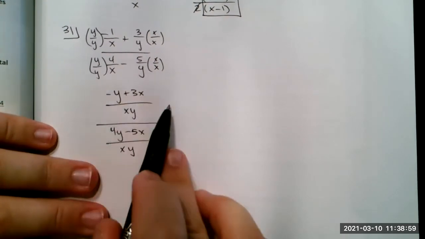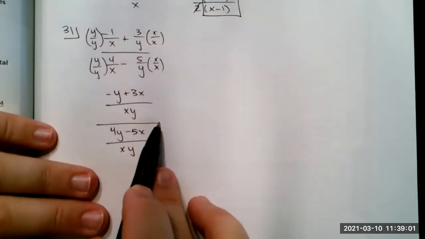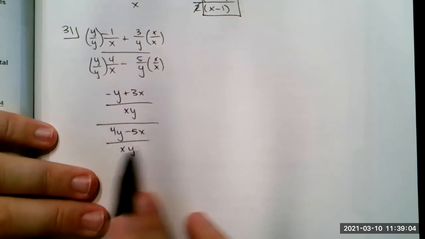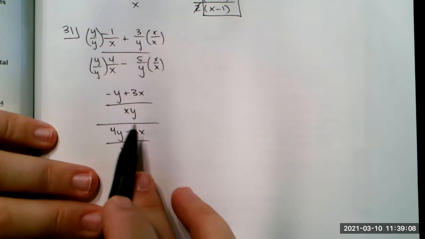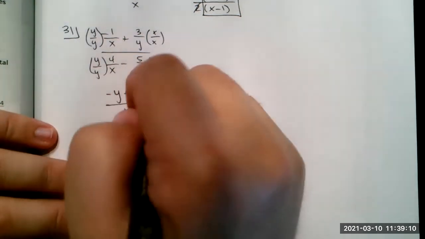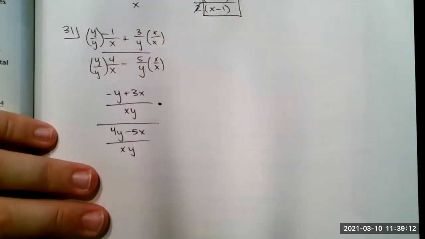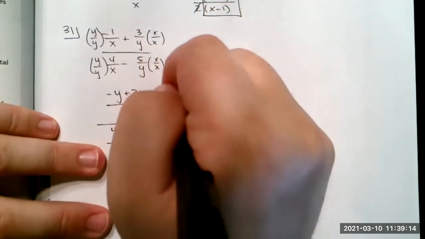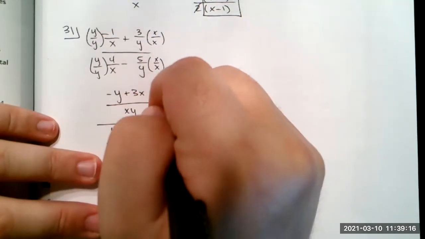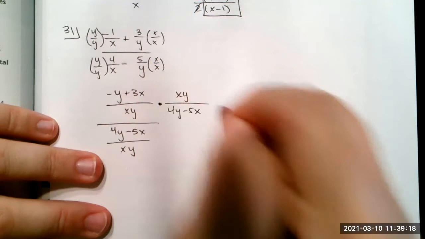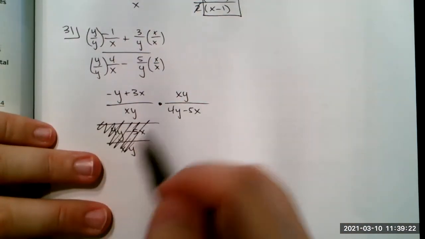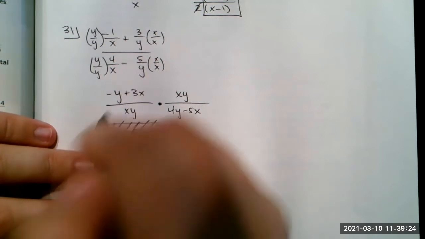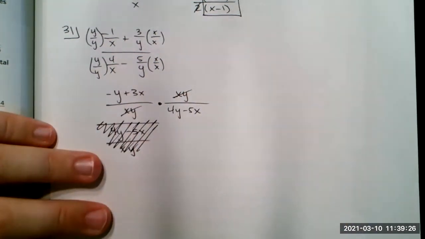So now I can do keep, change division to multiplication, and then flip that last fraction. I'm just going to use this first part right here just so I don't have to write some more. Keep that the way it is, change division to multiplication, and then flip that second fraction. So really, I'm kind of ignoring this at this point. I got an x and a y up top and down below.